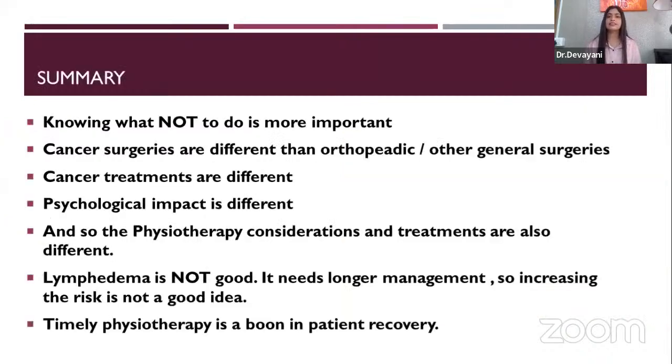So coming to the end and to summarize everything, knowing what not to do as a physiotherapist is more important. We know what to do, but what not to do is very important for us to know. Then the second one is that cancer surgeries are different than other surgeries. You know, the cancer surgeries are really different.